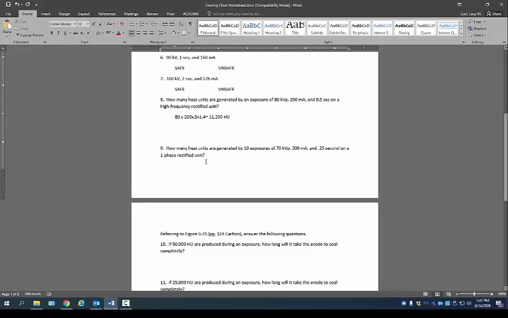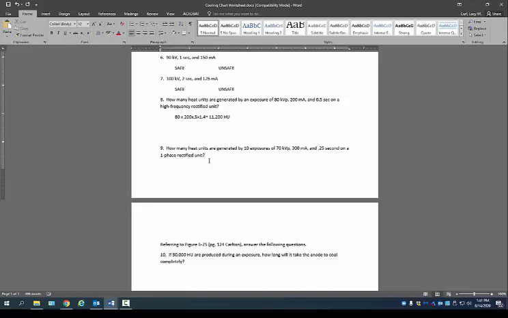Let's look at one more. Number 9, how many heat units are generated by 10 exposures of 70 kVp, 300 MA, and 0.25 seconds on a one-phase rectified unit? We're going to multiply 10, you have to include that, times 70 times 300 times 0.25, and it's just times 1 because we're coming out of one phase. Multiply all that together and you get 52,500 heat units.